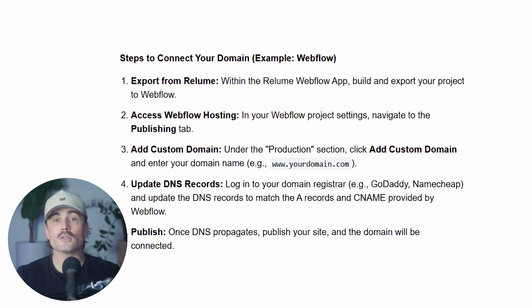Step 12, connect your domain. Now we publish. So go to project settings in Webflow. Click hosting. Add your custom domain. Webflow will give you DNS records, A records, CNAME record. Go to wherever you bought your domain, GoDaddy, Namecheap, etc., and paste in those DNS records and click save.